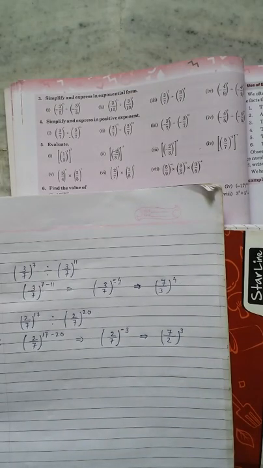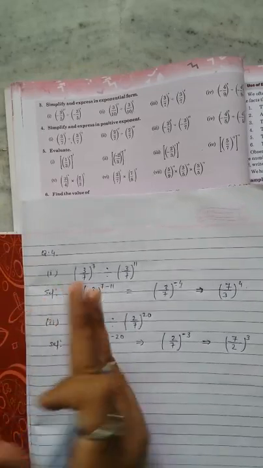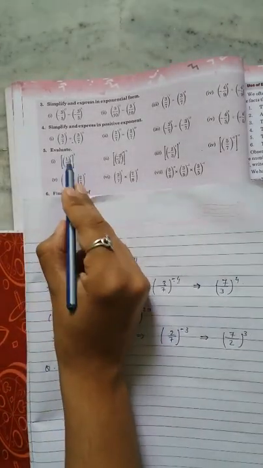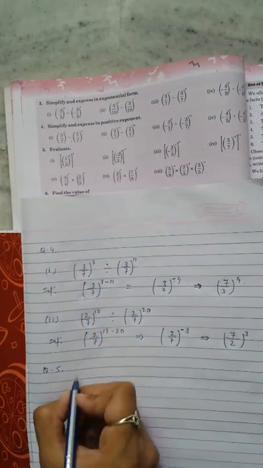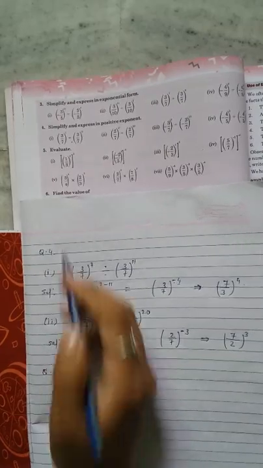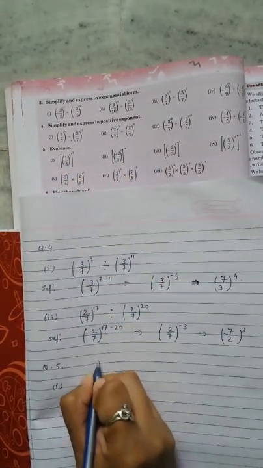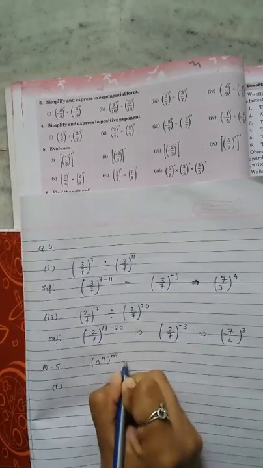Okay, understand? Now the remaining questions you can solve yourself. See the next one. Question number 5. Evaluate ((1/3)^2)^3. This is your third formula, (a^m)^n. It means (a^n)^m.